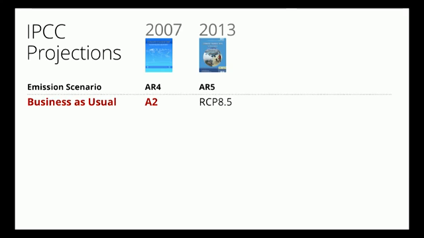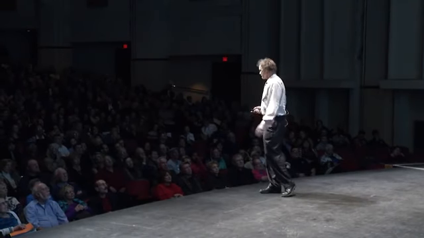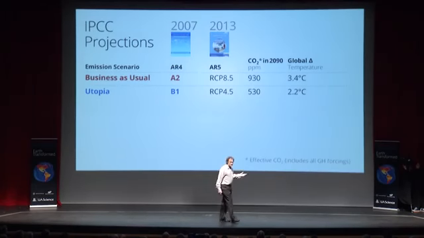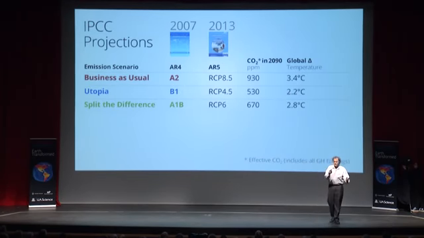Now, in 2007, the IPCC had these scenarios. The business as usual was called A2. Now it's called RCP 8.5. Don't worry about it. It gets you to the equivalent, if you include all the increase in greenhouse gases, methane, everything else, about 930 equivalent carbon dioxide molecules. The global average temperature goes up by 3.4 degrees Celsius. If you do utopia, it's now called RCP 4.5, it goes to 530, and the global average temperature increases by 2.2, and if you do split the difference, it goes up to 2.8 global average.